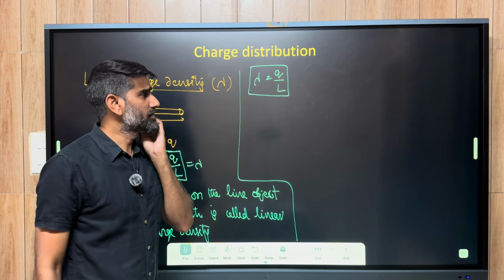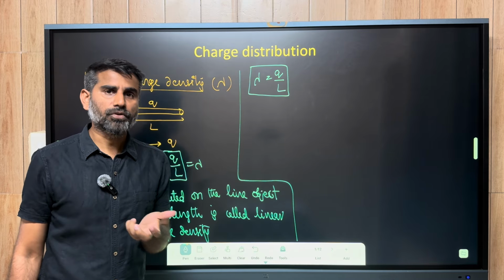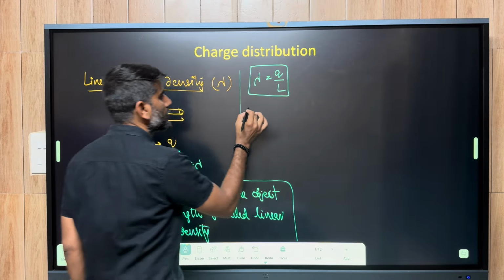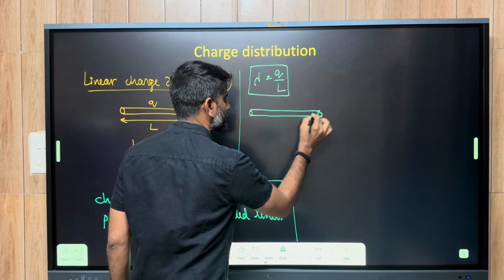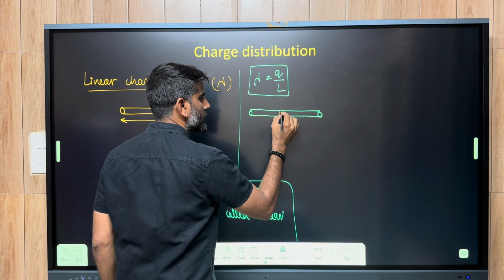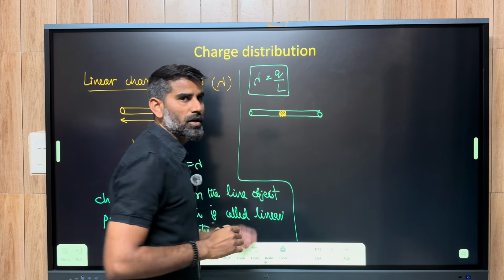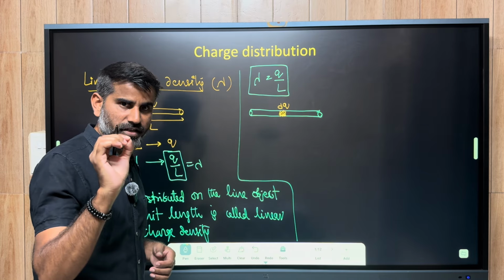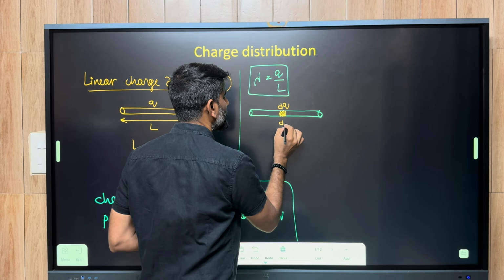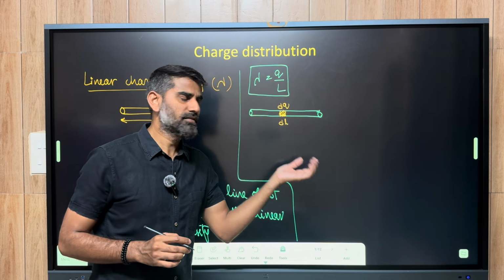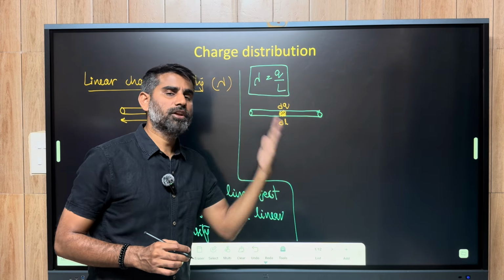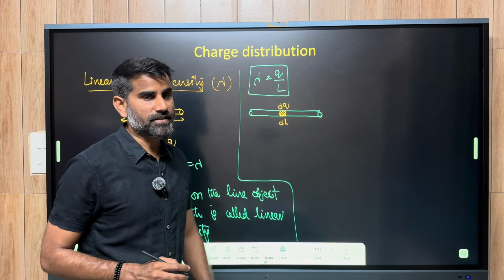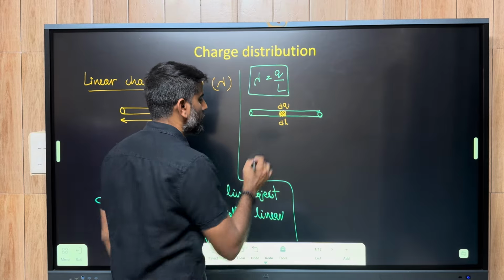So if I want to express this linear charge density in calculus form, instead of taking the entire rod's charge, I am going to take a small element of charge. Let's suppose I haven't taken the entire rod. I have taken only a part of the rod whose charge is dq, a tiny, small charge, and its length is dl. If it is aligned along the x-axis, I usually represent it with dx. If it is aligned along the y-axis, then I will take dy. If it is along the z-axis, then I would use dz. So dq and dl.